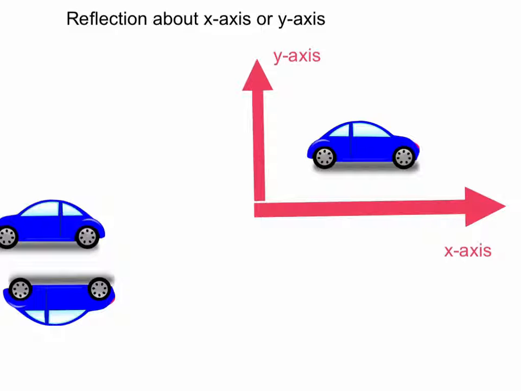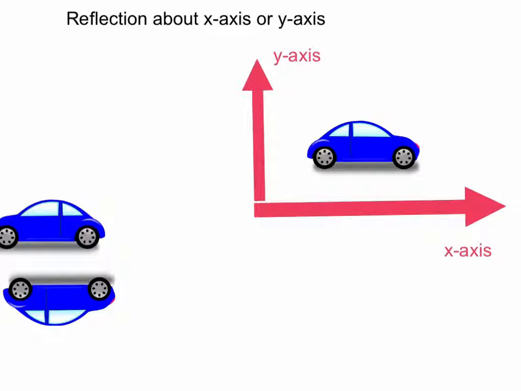In this section, I'm going to talk about reflection. Reflection is our everyday life experience. Every day we wake up, we saw our reflection from the mirror. In this video, we are going to talk about 2 kinds of reflection. Reflection about x-axis or reflection about y-axis.